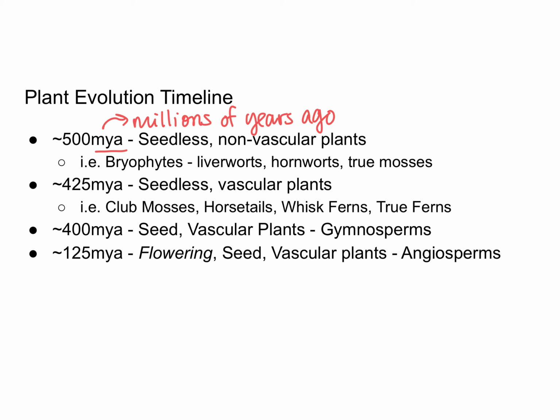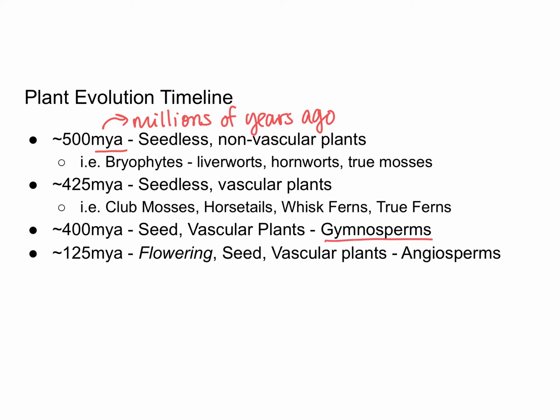About 75 million years later, which is about 425 million years ago from today, the first seedless vascular plants showed up. And the examples that we've talked about include the club mosses, horsetails, whisk ferns, and true ferns. About 25 million years later, about 400 million years ago from today, the first seed-producing vascular plants arose, and these are known as the gymnosperms.